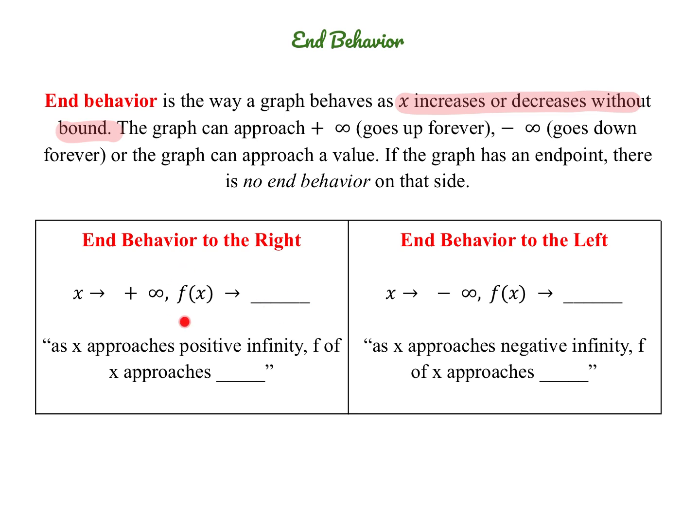And I would like you guys to use f of x rather than y, just to practice that function notation. So again, this just means going to the right, my y values are approaching what? Are they going up, are they going down, or are they approaching a value? And then to describe the end behavior on the left, it says x approaches negative infinity, f of x approaches blank, and this is what you will fill in depending on your graph.